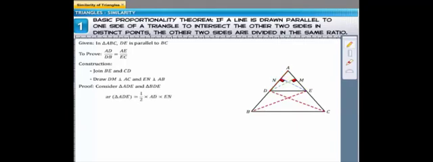Similarly, the area of triangle BDE is half the product of the base DB and the height EN. Now, let's divide the areas of the two triangles. On simplifying, we can see that the area of triangle ADE divided by the area of triangle BDE is equal to side AD divided by side DB. Let's assign this observation as equation 1.